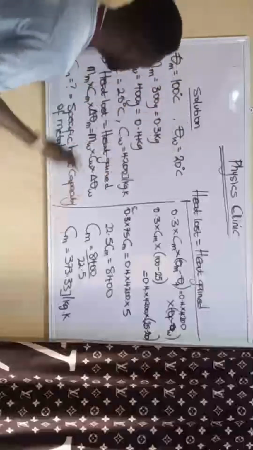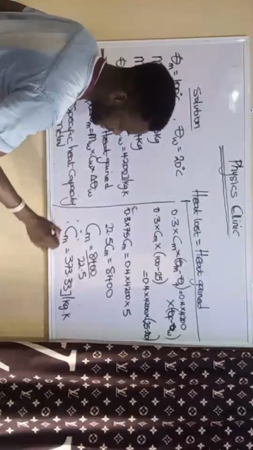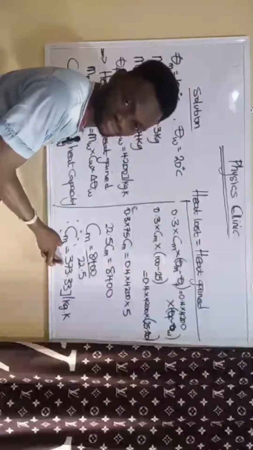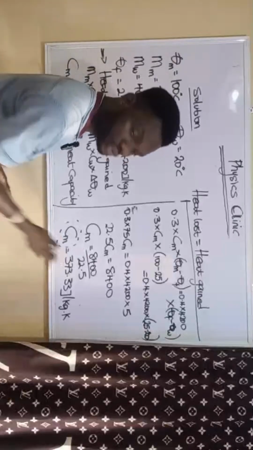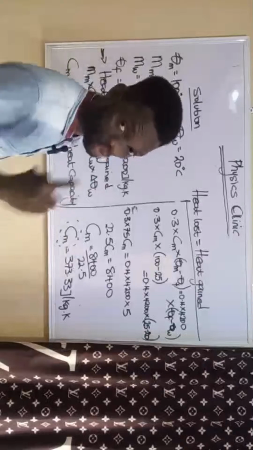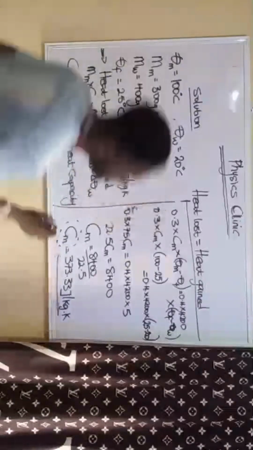All right. So the metal that loses heat to the water, this is the specific heat capacity of that particular metal. This is the amount of heat that will be required to raise 1 kilogram mass of that metal by 1 Kelvin or 1 degree Celsius. I hope this is clear enough.